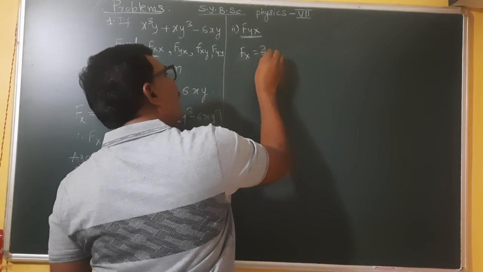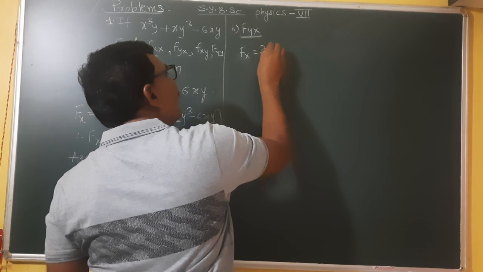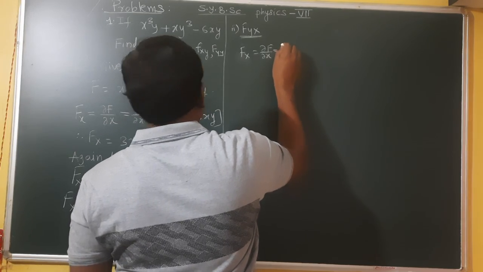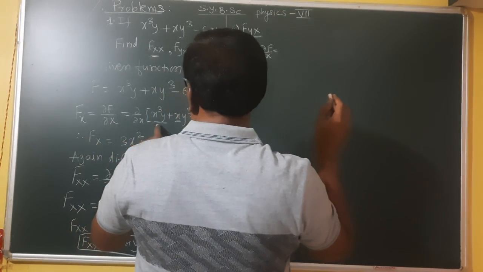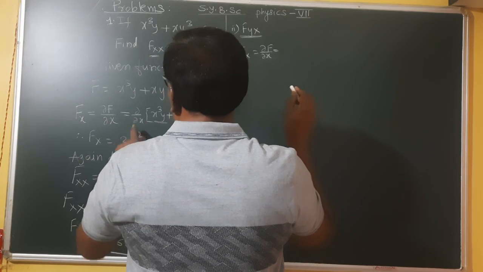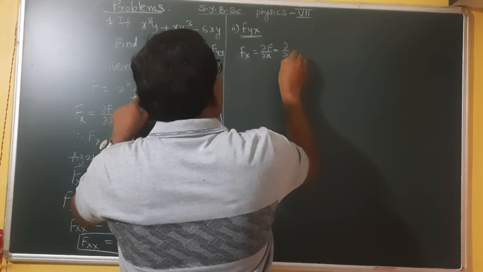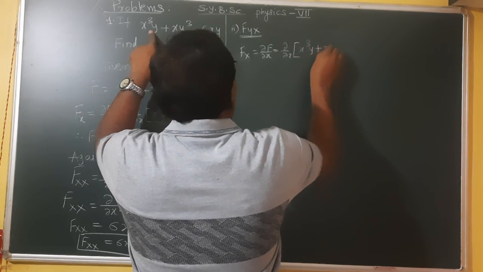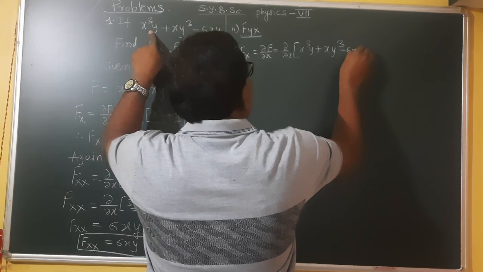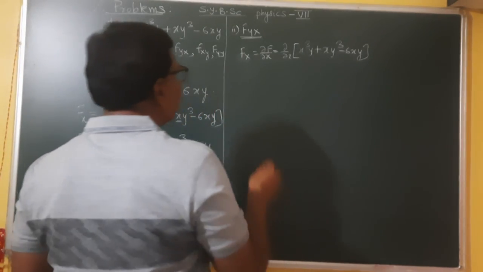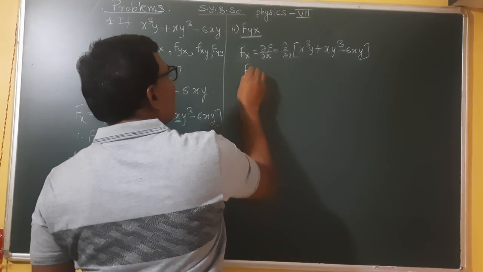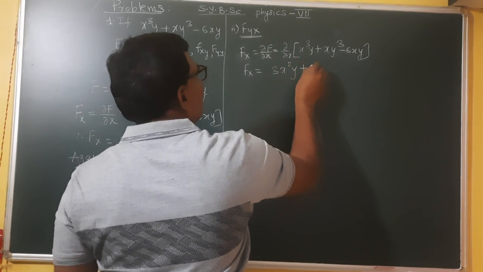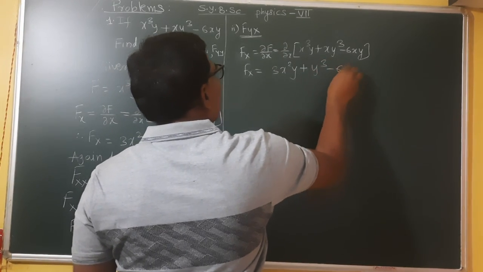dou f by dou x, and that is dou f by dou x, nothing but here we have to find. The function is again dou by dou x of x cube into y plus x into y cube minus 6xy, and finally we get that fx is equal to 3x square y plus y cube minus 6y.